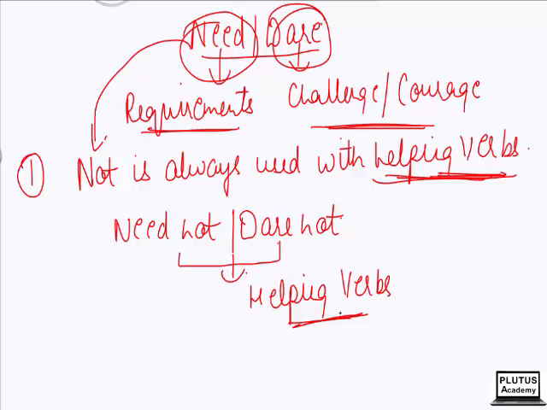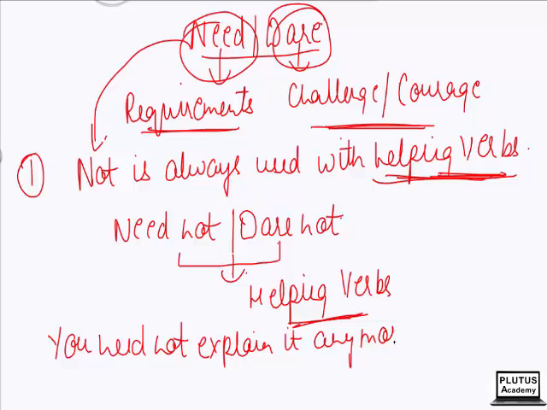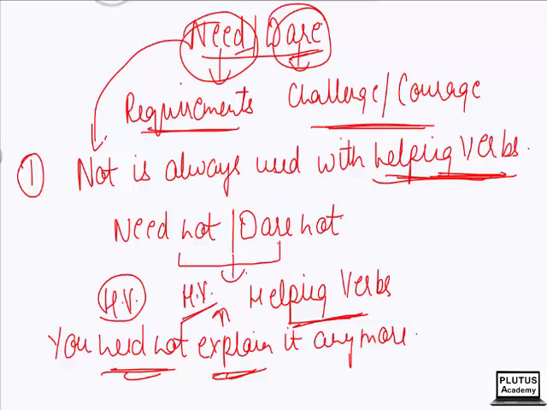Okay, so let's have a look at the examples. You need not explain it anymore. So need not is a helping verb here because we already knew that when not is being used with these words, need or dare, then they'll be used as helping verbs. And explain is the main verb here.